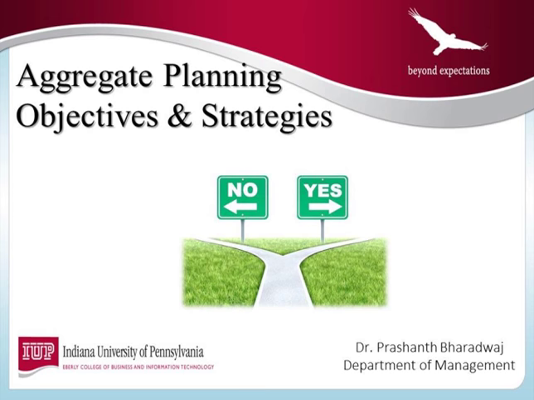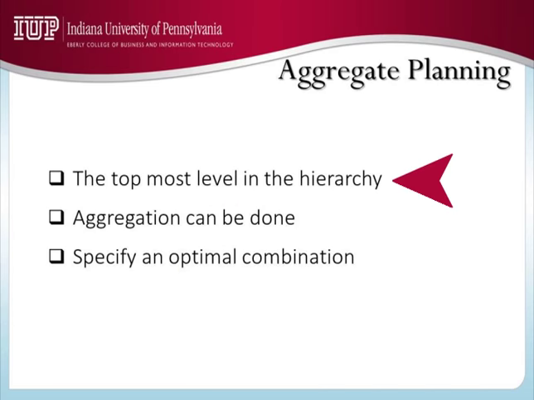Today we will introduce you to aggregate planning. What are some of the objectives in aggregate planning? What are some of the strategies? Aggregate planning is the topmost level in the hierarchy of operating decisions in operations management.